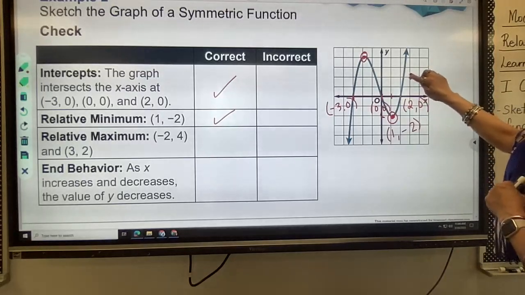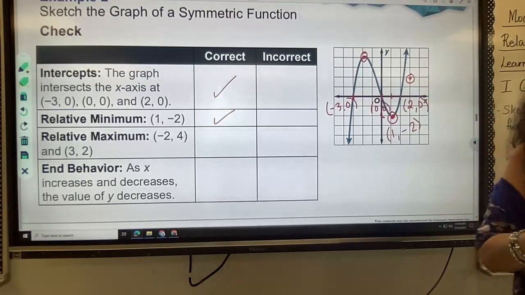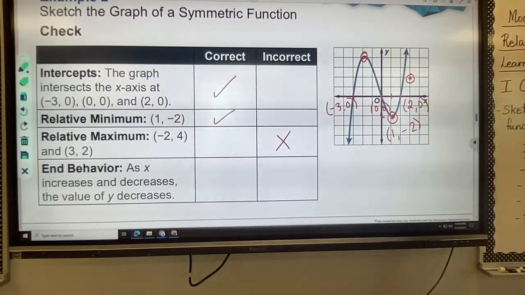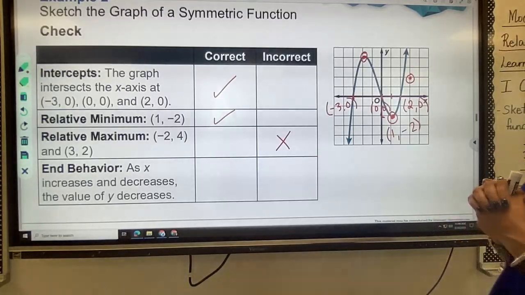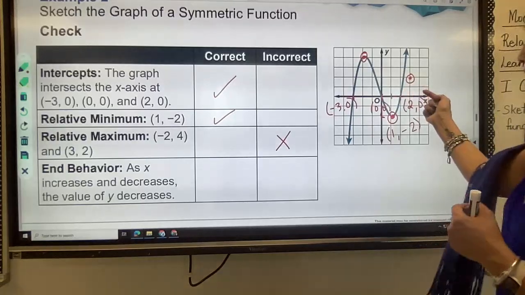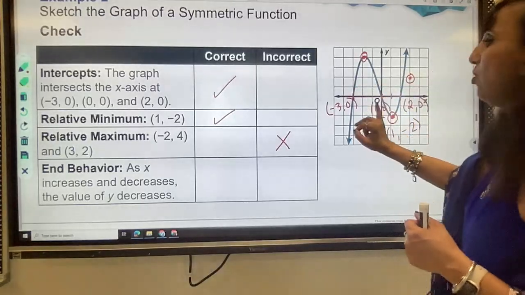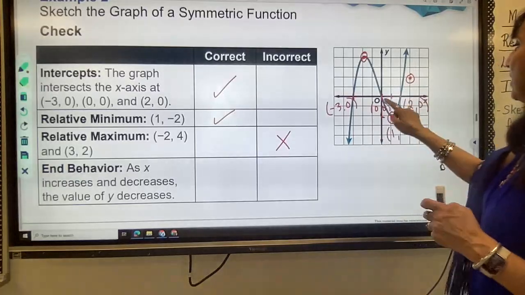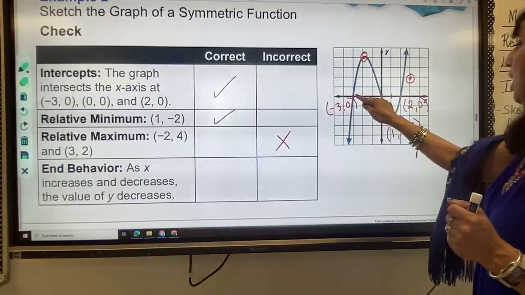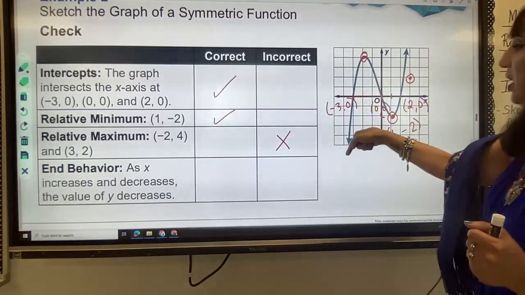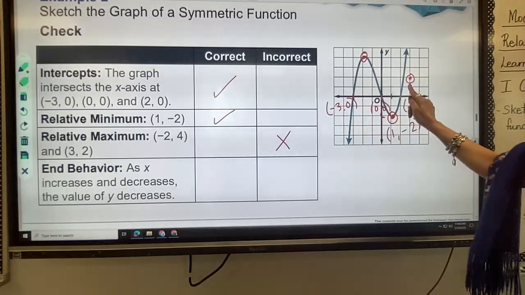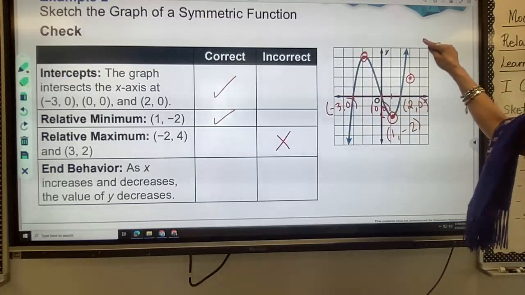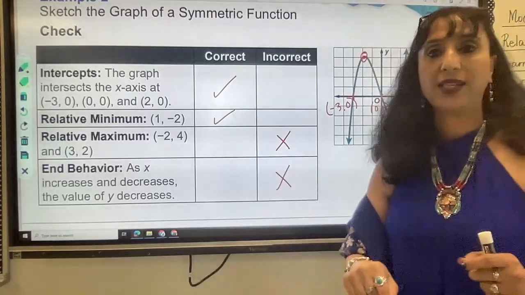It's saying (3, 2) over here, and that is not the relative maximum. So this is not correct. The end behavior: as x increases and decreases, the value of y decreases. And that is not correct. On the left side, as x is decreasing, over here it's going down, but over here as x is increasing, the value of y is also increasing. So therefore this is not correct.